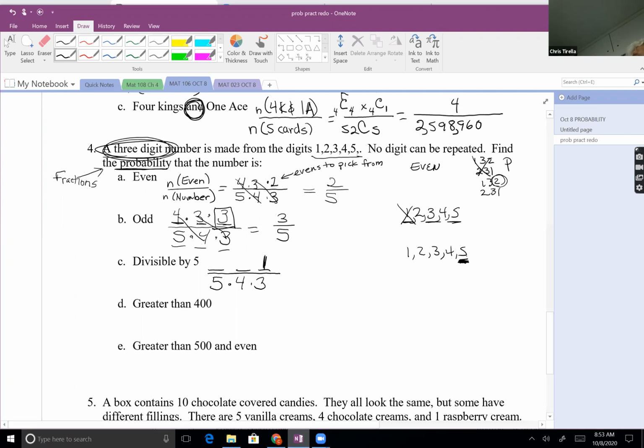Once I've used up the 5, then I still have 4 digits to pick from, then 3. And so this one reduces to 1 out of 5.